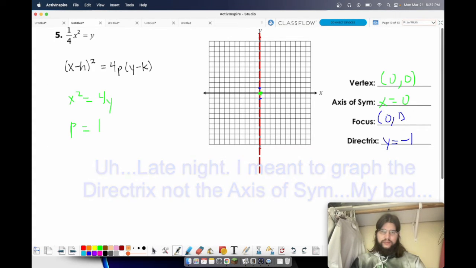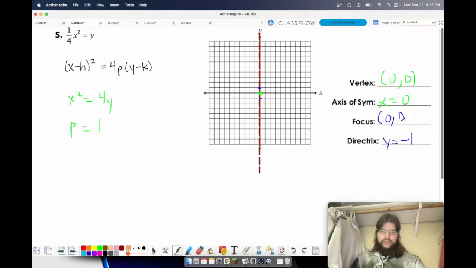Points. Here's my focus. I'm going to count 2p units on either side. Come on. And then we're just going to sketch the thing without being so terrible. All right, good enough for me.